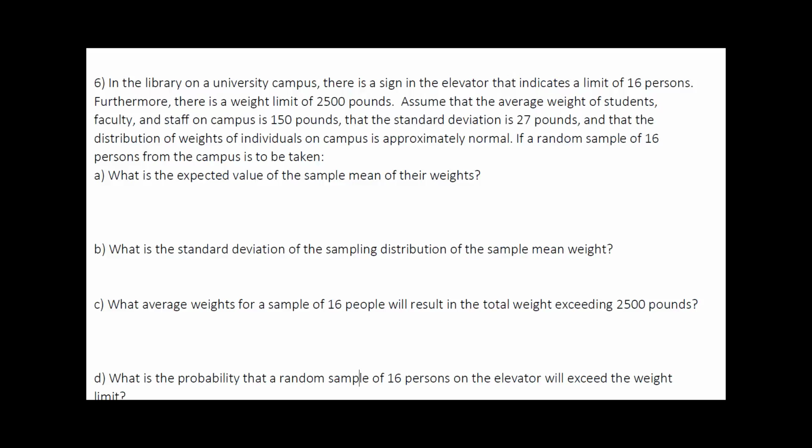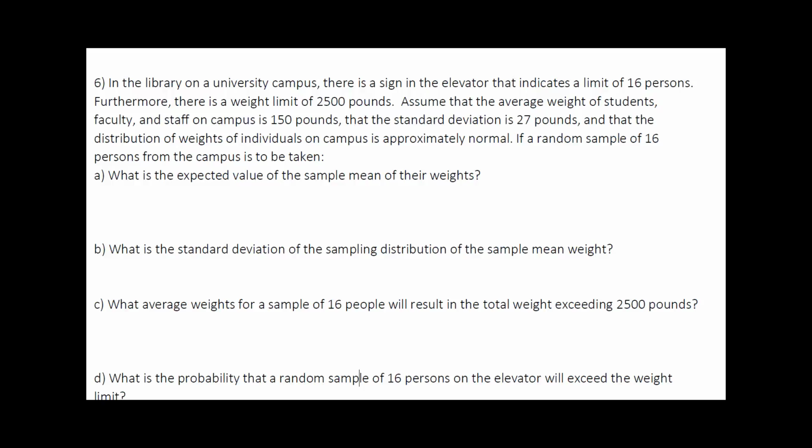All right, number 6. In a library on a university campus, there's a sign in the elevator that indicates a limit of 16 persons. Furthermore, there is a weight limit of 2,500 pounds. Assume the average weight of students, faculty, and staff on campus is 150, and that the standard deviation is 27 pounds, and that the distribution of weights of individuals on campus is approximately normal.